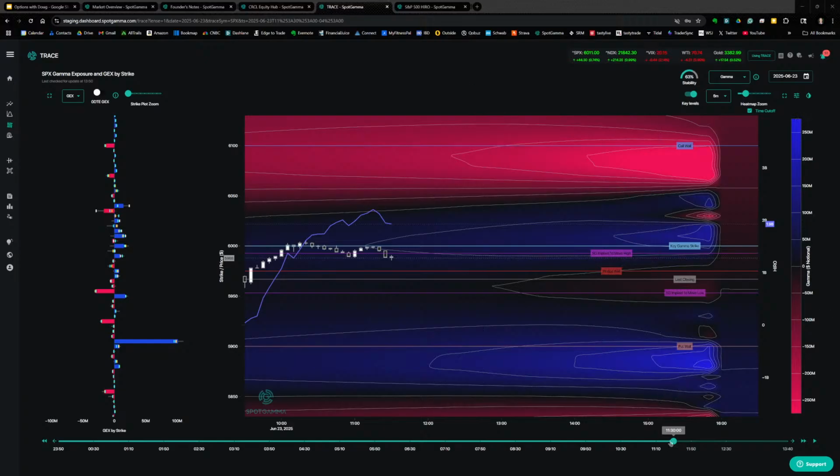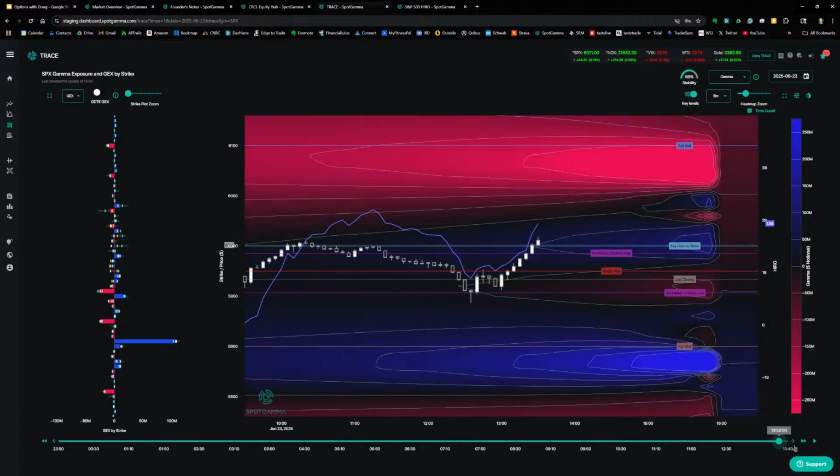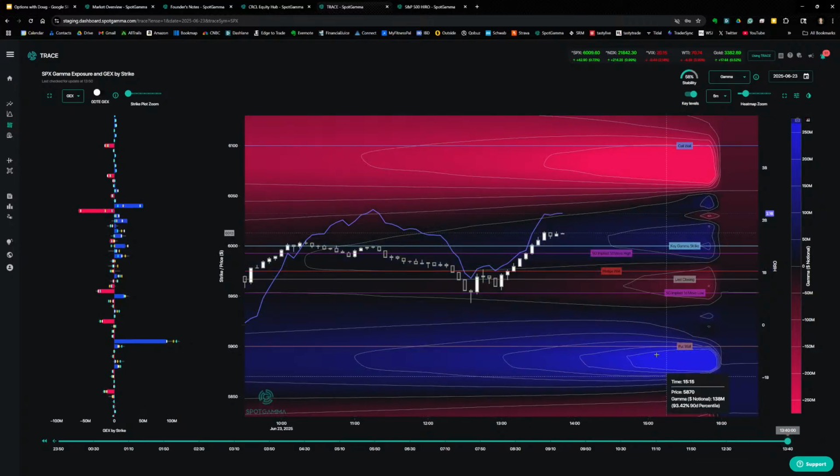All right, let's go back to real time now. All right, let's move on. Let's take a look at some setups. Then we'll get to the live market as quickly as possible.